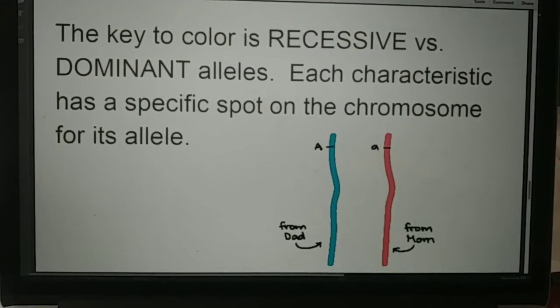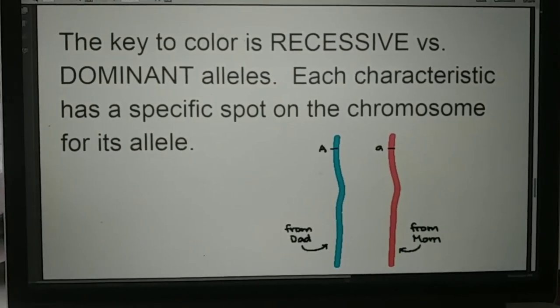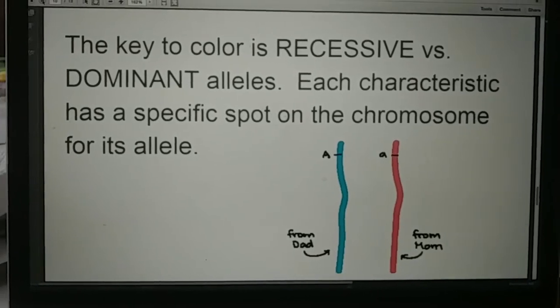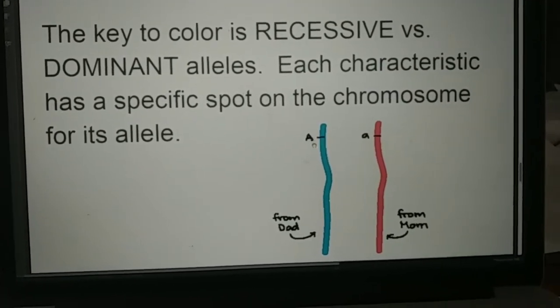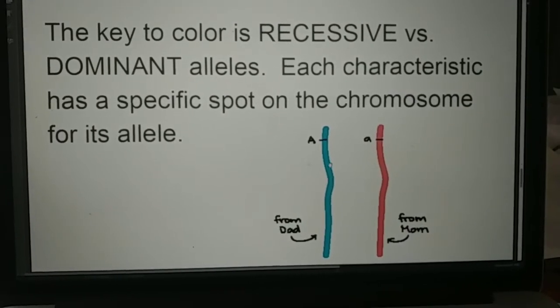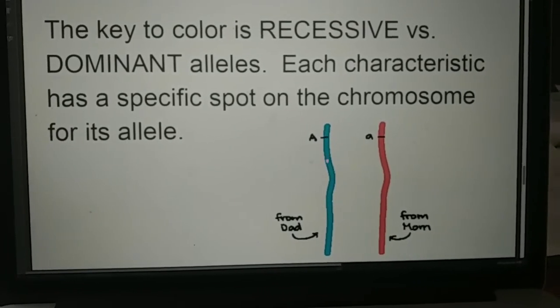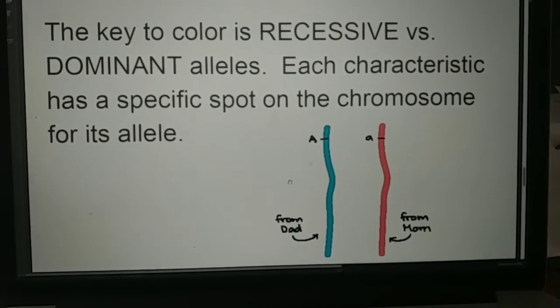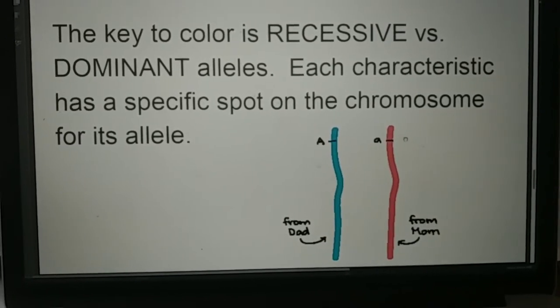So the key to color and other characteristics is what we call recessive and dominant alleles. Each characteristic, so each allele, has a specific spot on the chromosomes. So this is from, say, the father, and this is from, say, the mother. This is a haploid, so this would be half the genetic DNA, and this is haploid.